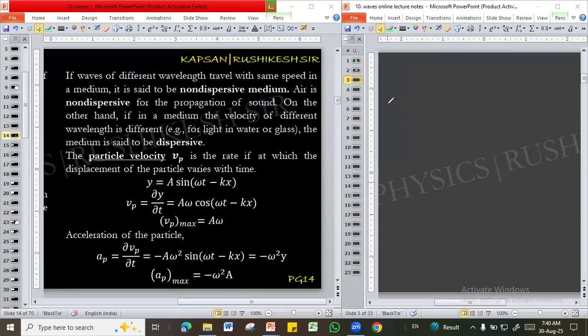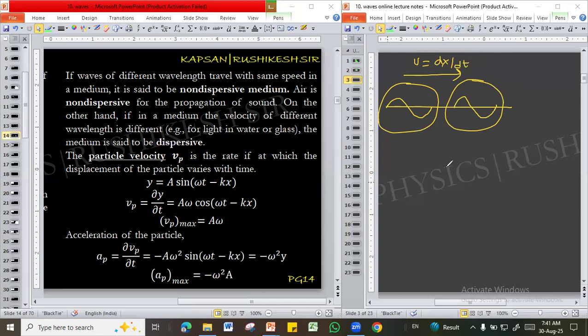So what is the wave velocity? Wave velocity is the speed at which the phase of the wave travels. Initially, the waveform was like this. After some time, the same waveform will be available here. So the distance traveled by the wave divided by the time is called the speed of the wave. It is dx by dt.